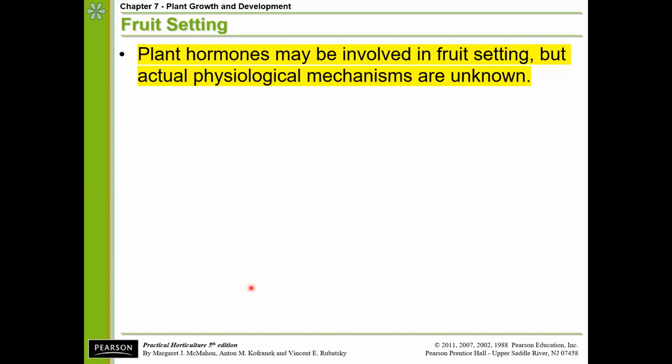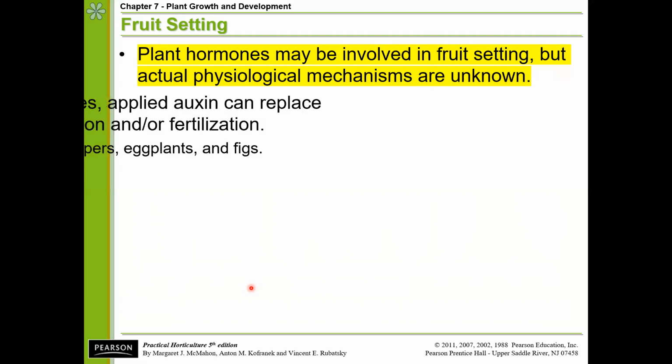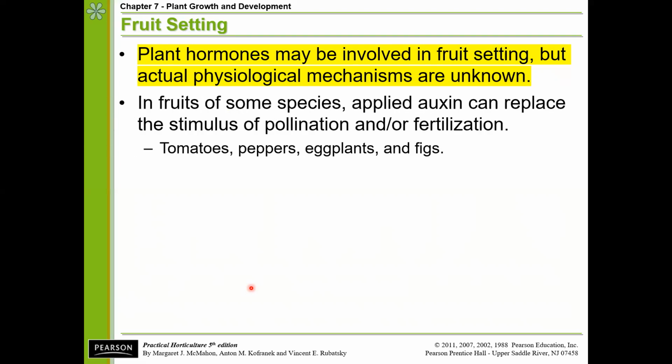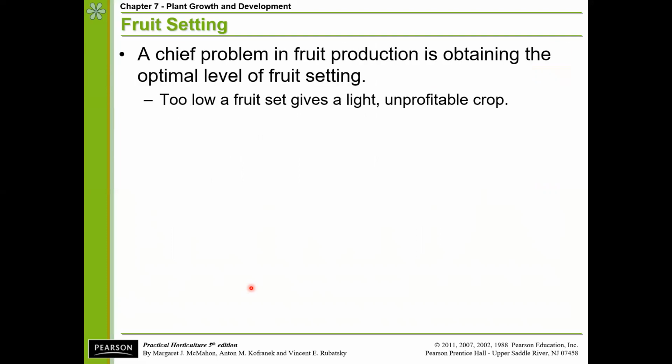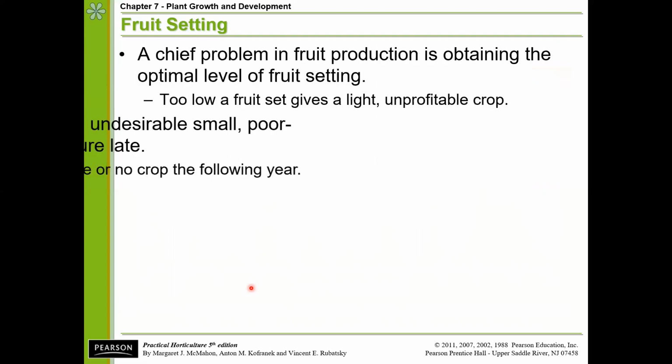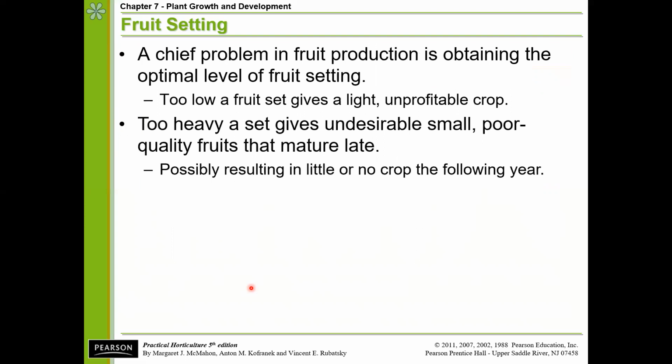So the plant hormones themselves can also be involved in setting fruit, but we actually still don't really know exactly how that happens. We'll take a look here at some of these hormones and how it works here in just a second.